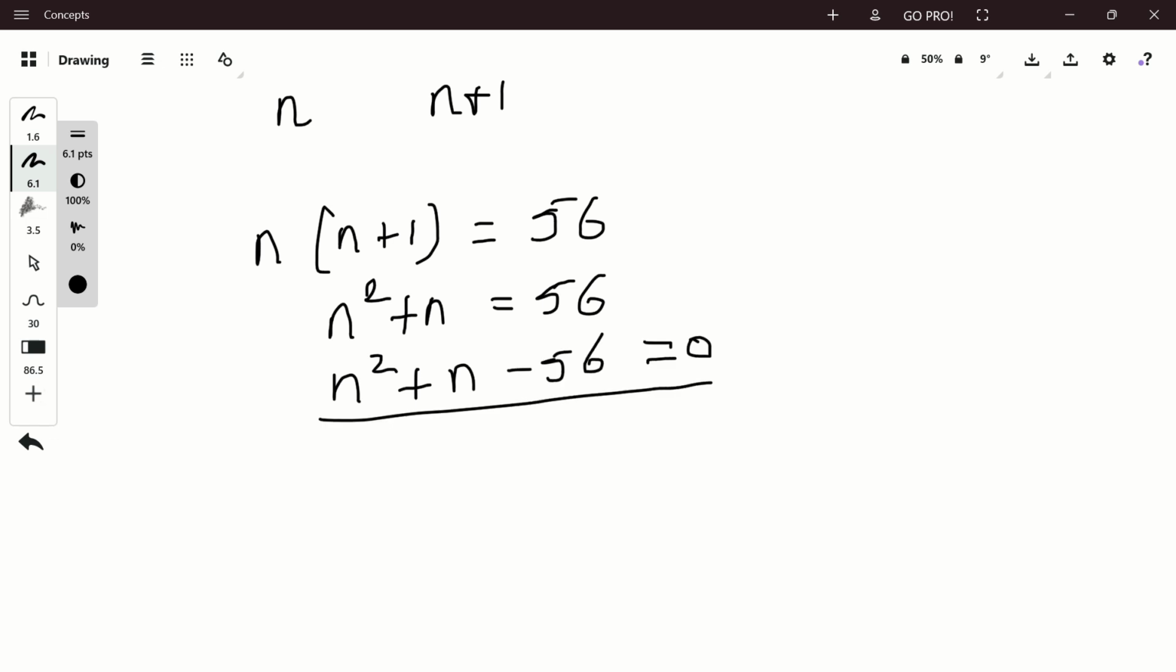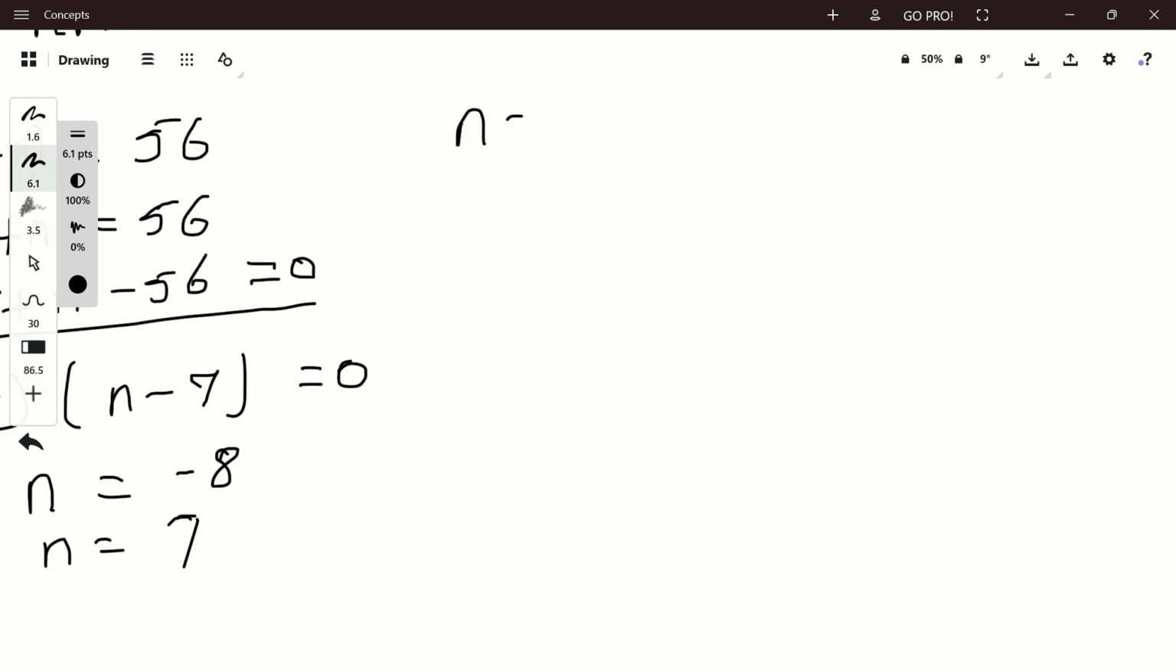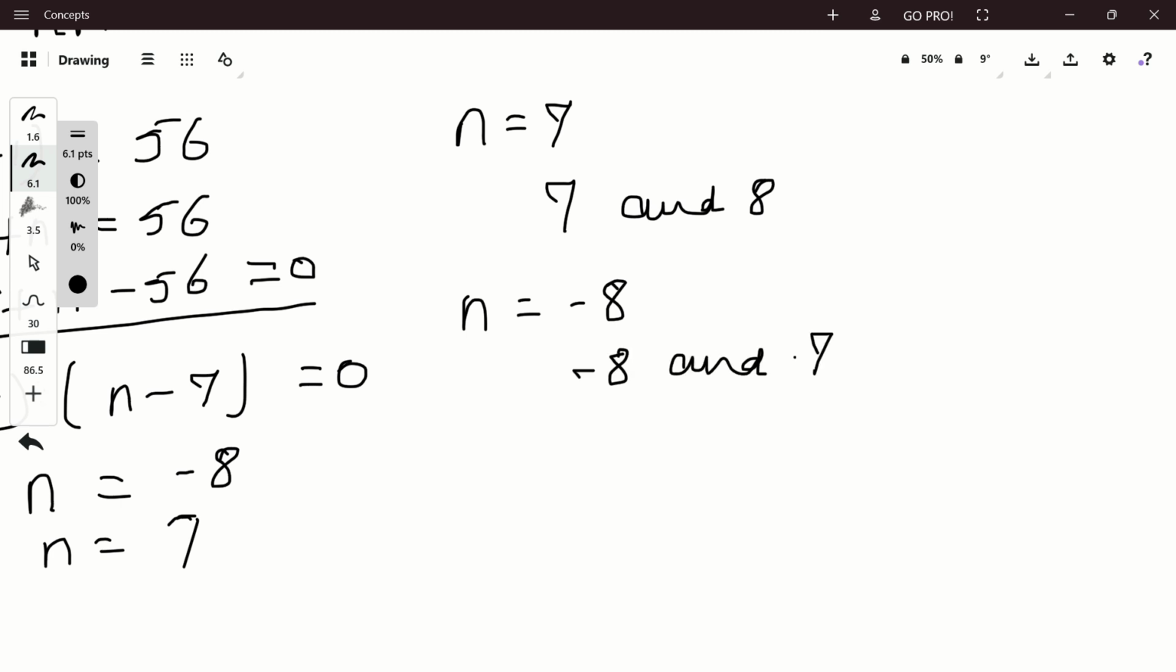Now factoring this quadratic equation, we have n plus 8 and n minus 7 equal to 0. So the possible value for n is minus 8 or n is equal to 7. If n is equal to 7, the consecutive integers will be 7 and 8. And if n is equal to minus 8, the consecutive integers will be minus 8 and minus 7.